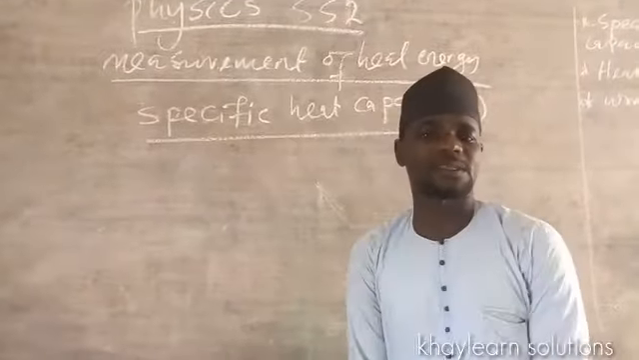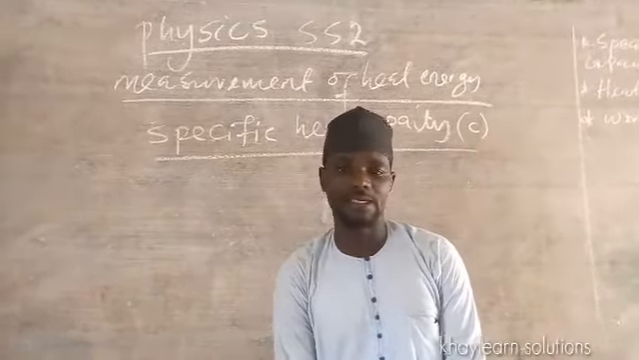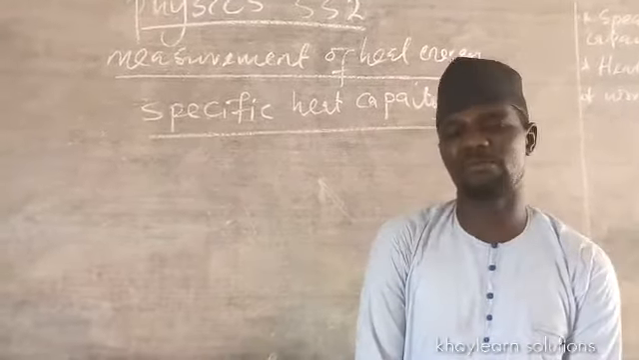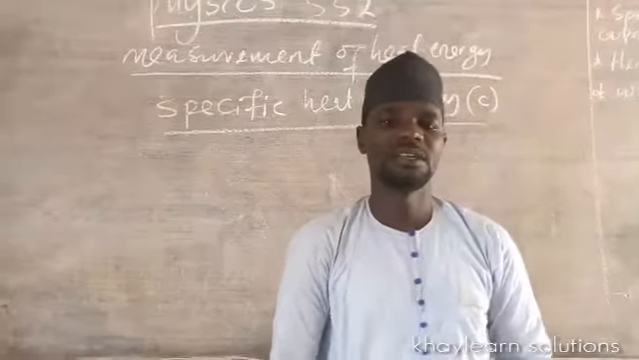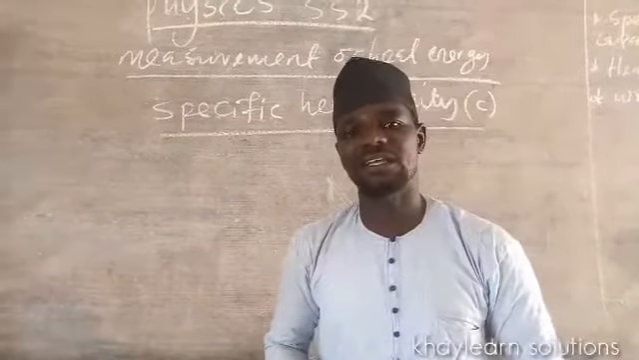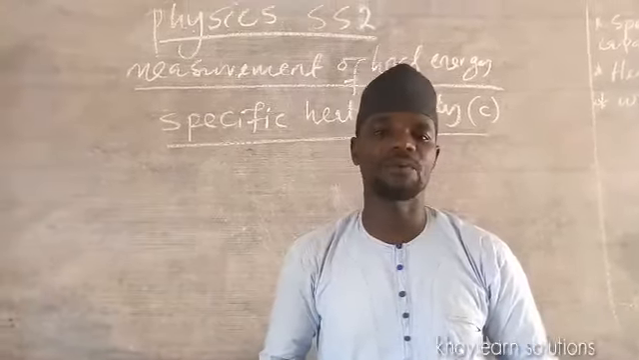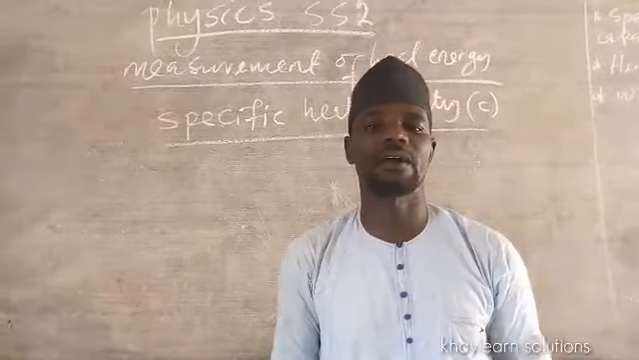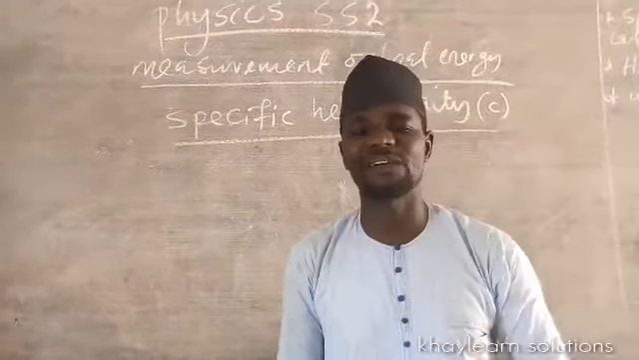The specific heat capacity here is defined as the quantity of heat required to raise the temperature of 1 kilogram mass of a substance by 1 Kelvin. So this is what is called specific heat capacity. Every substance has its own specific heat capacity, different from another. No substance has the same specific heat capacity as another. Every substance has its own personal specific heat capacity, and it's a constant value.